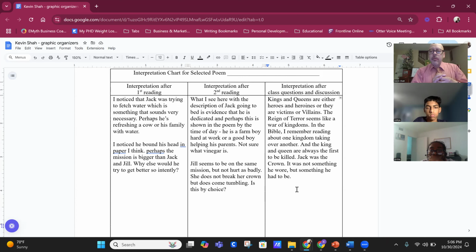Let me read what I wrote here. So kings and queens are either heroes and heroines, or they are victims or villains. The reign of terror seems like a war of kingdoms. In the Bible, I remember reading about one kingdom taking over another, and the king and queen are always the first to be killed. Jack was the crown. It was not something he wore, but something he had to be.